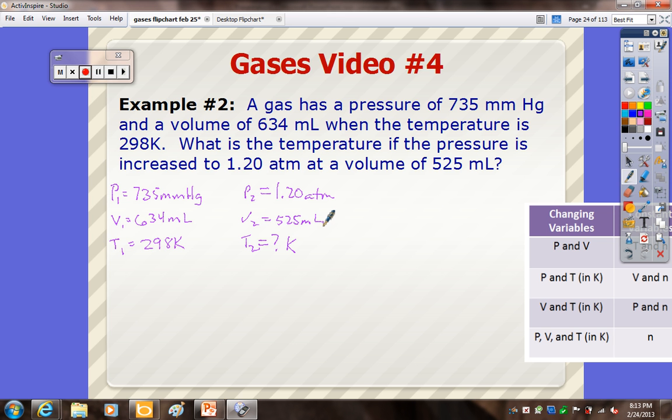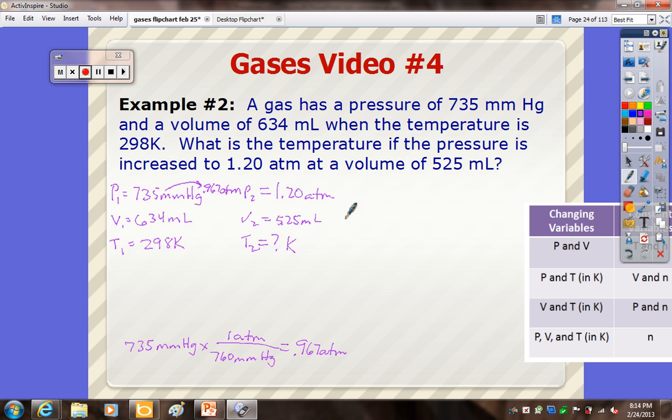Pressure, 735 millimeters of mercury, 1.2 atm. These do not match. I want to make sure that they do match. So I can use 735 millimeters of mercury. My conversion factor is 760 millimeters of mercury is equal to 1 atm. When I'm done dividing and rounding, I'm going to get a number of 0.967 atm. This is what I'm going to use up here. I'm going to use instead 0.967 atm. Now notice, for pressure and volume, I really don't care what the units are, as long as the beginning and ending units match each other.